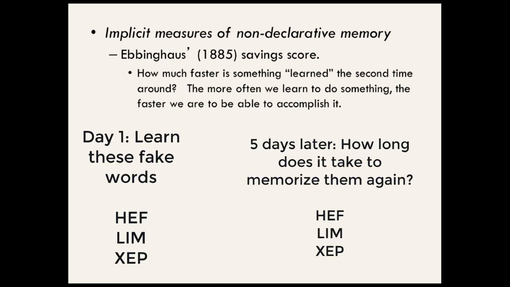One way is to do what Ebbinghaus did back in the 1800s. He figured out how much more quickly someone could do something after having done it once before. This is called a savings score. The more often we relearn something, the faster we can master it.